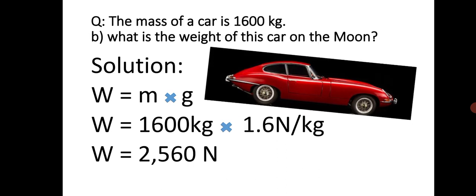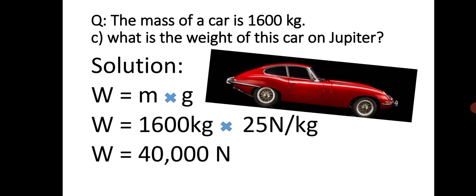So this is the weight of the car on the Earth. Now the second part: the mass of the car is 1600 kilograms, the mass is not changing. It's the same everywhere, but the weight will change. Now what is the weight of this car on the Moon? It will change because of the gravitational force. The gravity of the Moon is 1.6 newtons per kilogram. So let's put this value in the formula and multiply 1600 kilograms by 1.6 newtons per kilogram. We get the answer 2560 newtons.